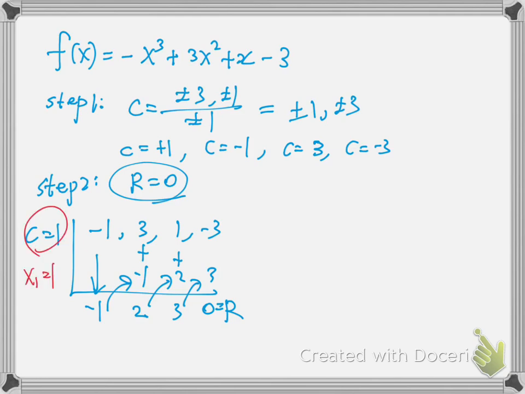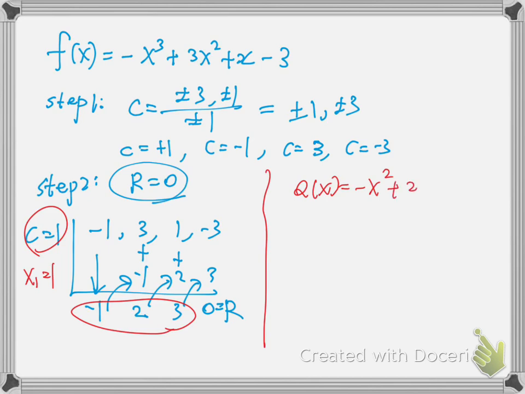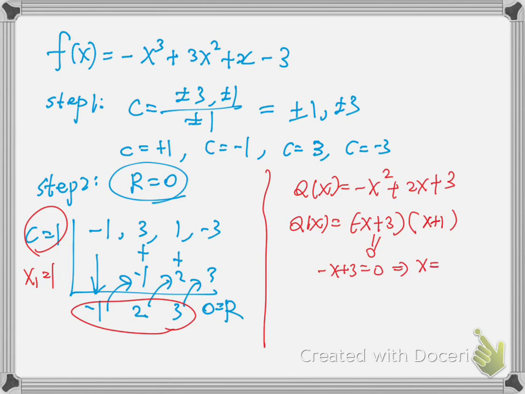X1 is 1. And then this gives us Q of x, which is negative x squared plus 2x plus 3. So now we just factor to find the other two solutions. So this is negative x plus 3, and then x plus 1, equal to 0. Negative x plus 3 is 0 gives us x is 3, so that's our x2. And then x plus 1 is 0 gives us x3 is -1.